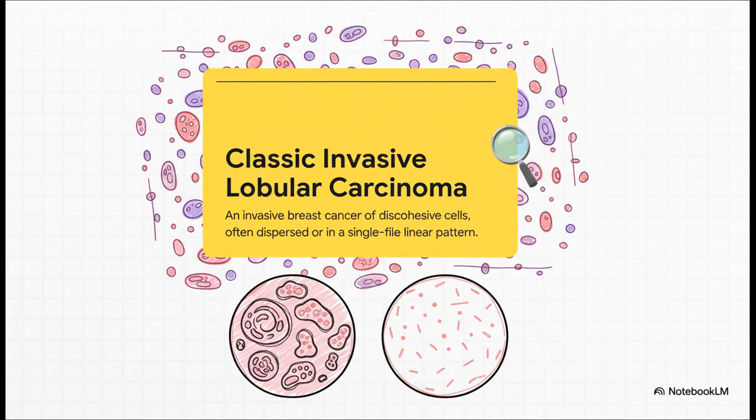The diagnosis at the heart of our story is classic invasive lobular carcinoma. Now, the official definition from the World Health Organization describes what these cells look like under a microscope. They're disconnected, and they often line up in these single-file patterns. Looking at this, you think, okay, that's one very specific thing. But as you're about to see, that's only a tiny piece of a much, much bigger picture.